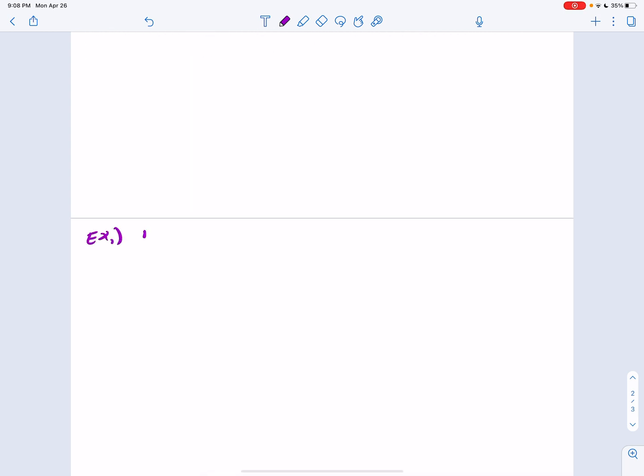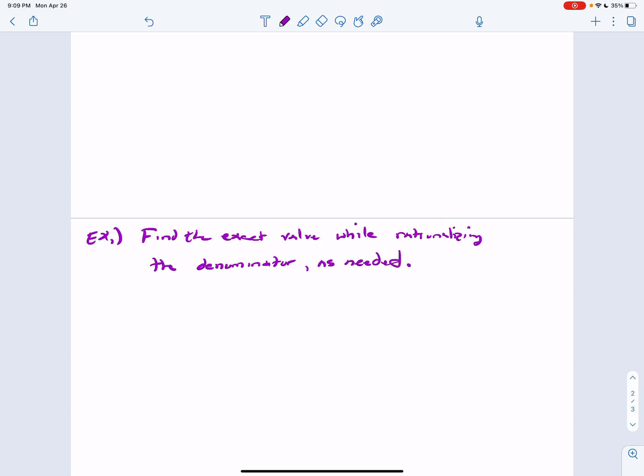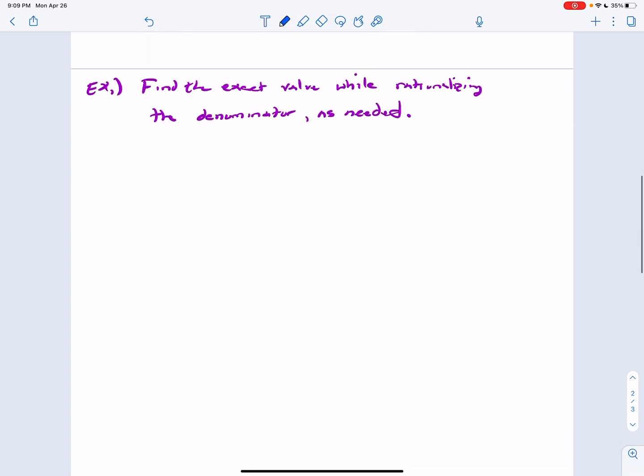Here's example 1. Find the exact value, while rationalizing the denominator as needed. Okay, so that's generally the directions that you'll see there. But we'll do a bunch here just to get you a little bit comfortable.